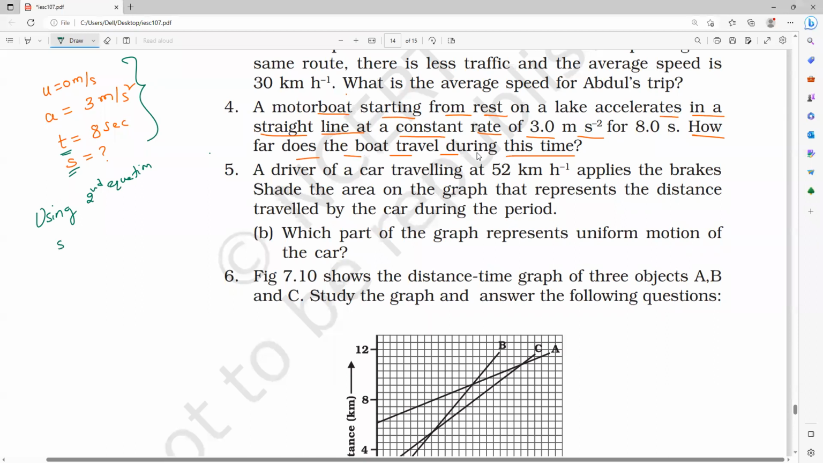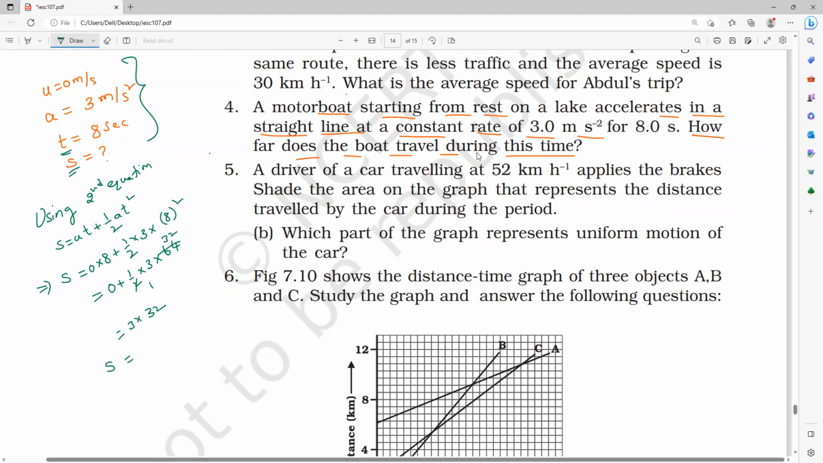So tell me the answer. S is equals to, what is the second equation, Silas? S equals to ut plus half at square. Yeah. So S is equals to, initial velocity is 0, time is 8, plus half into, what is the acceleration given? 3 into 3, time is 8 square. So 0 into anything, 0, plus 1 by 2 into 3 into 8 square means how much? 8 square, 64. So 2 ones are, 2 3s are, 2 2s are. So which is equals to 3 into 32.